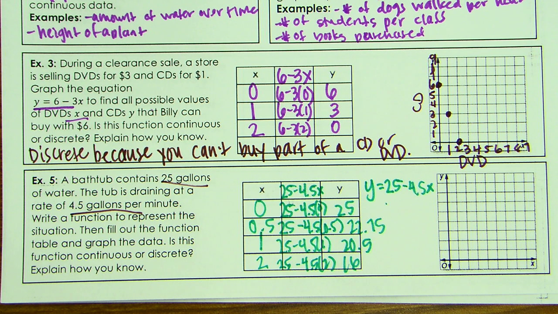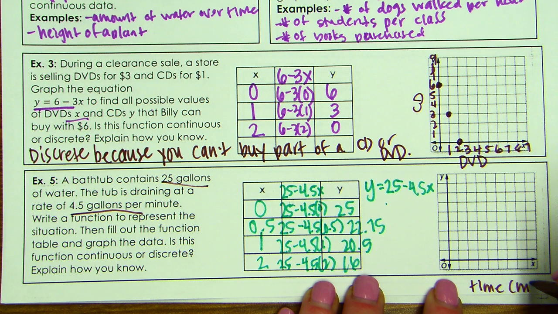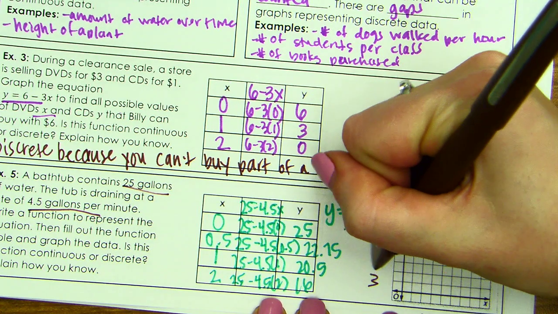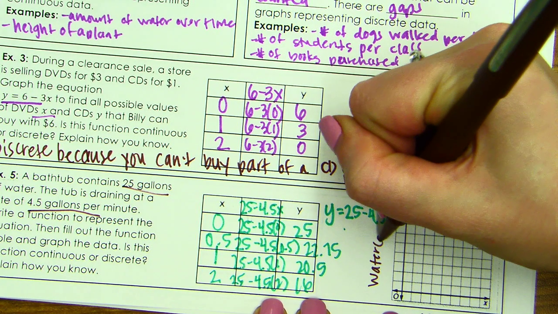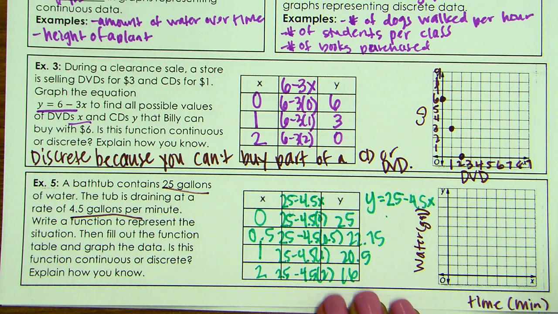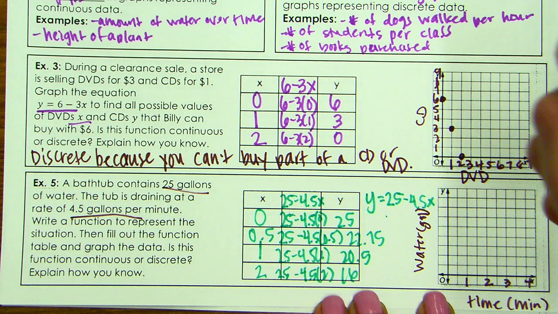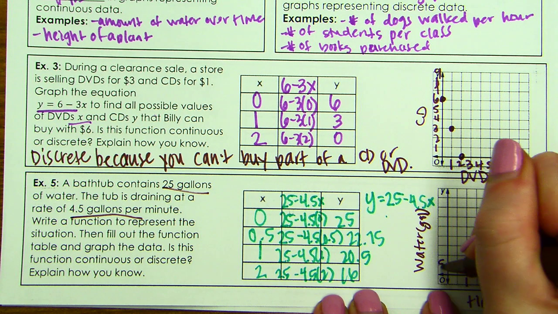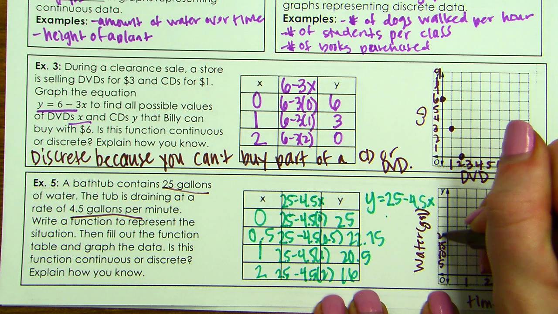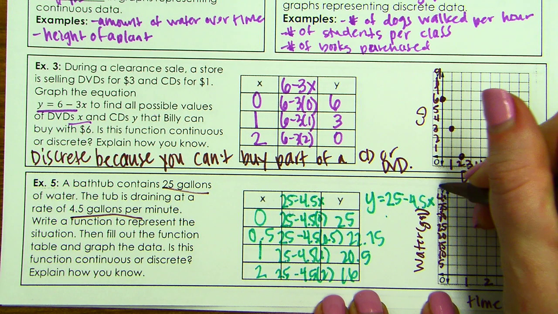I'm going to measure time on my x-axis in minutes, and the water in the bathtub is on the y-axis in gallons. And then I'm going to graph my data points. So on my x-axis, it'll work to go by 1/2. So I'm going to make every 2 spaces be 1. And on my y-axis, I'm going to go by 5. So 5, 10, 15, 20, 25, 30, 35, 40, 45.